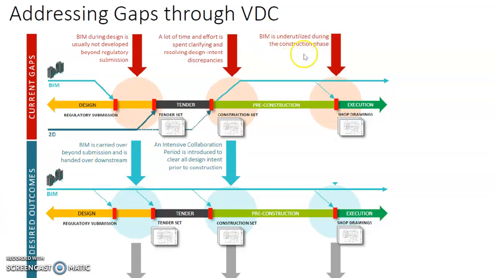Another gap is that currently there are still a lot of projects where the stakeholders reported that BIM is underutilized, especially during the construction stage. So through VDC, it is hoped that BIM is fully maximized in the construction stage and brought right to the field and beyond. So we can have the concept of what we call a digital twin of the actual physical building or infrastructure or facility that we are constructing.